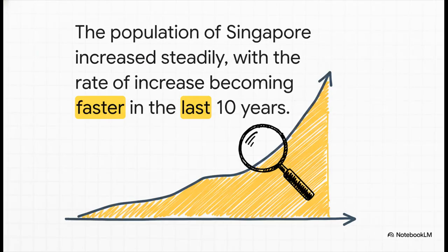So, what's the story this graph is telling us? Well, we can clearly see a steady increase over those decades. But look closer. See how the line gets steeper between 2000 and 2010? That's the key insight. It tells us that the growth didn't just continue, it actually accelerated. You can literally see the pace of change picking up.